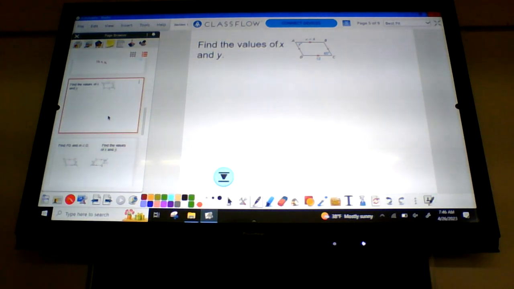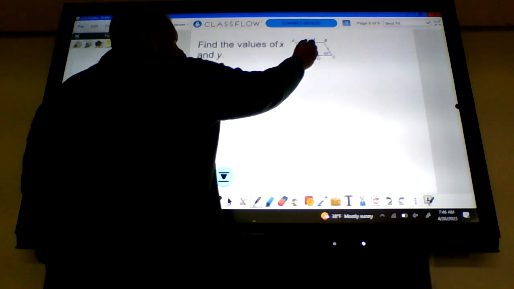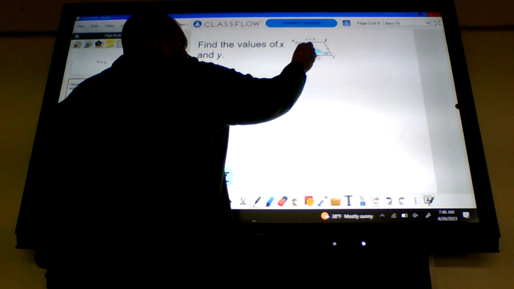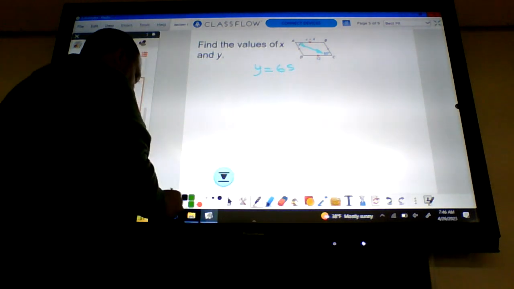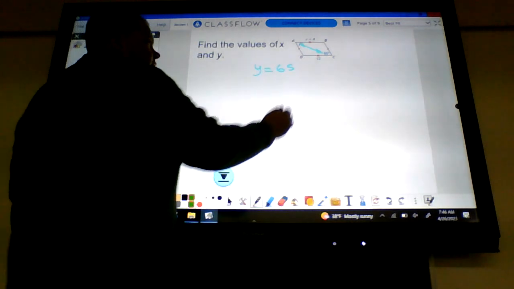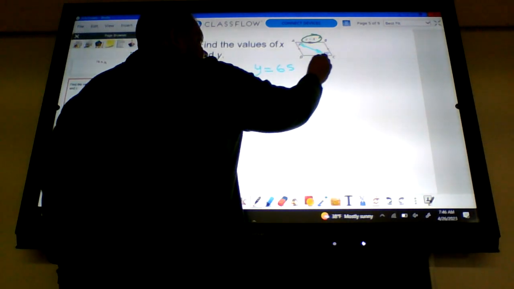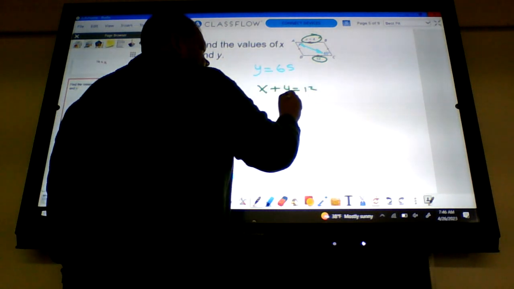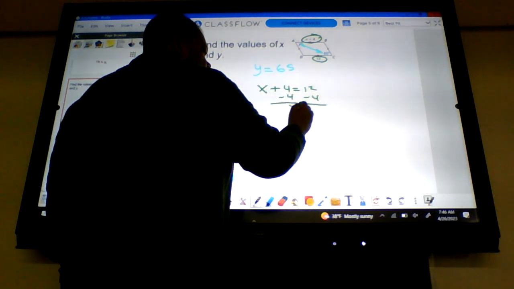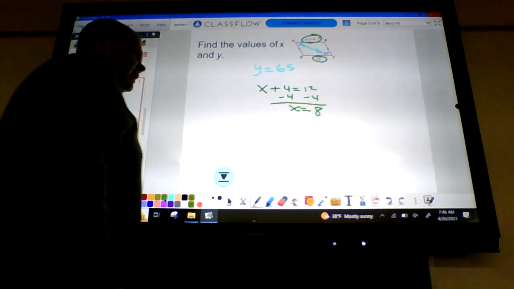Okay, here I want to find my values for x and y. Okay, notice that y is an opposite angle to 65 degrees, so my value for y is going to be 65 right off the rip. We also know that AB and DC are going to be opposite sides, so that means that x plus 4 is 12. So subtract 4 from both sides, and our value for x is 8.